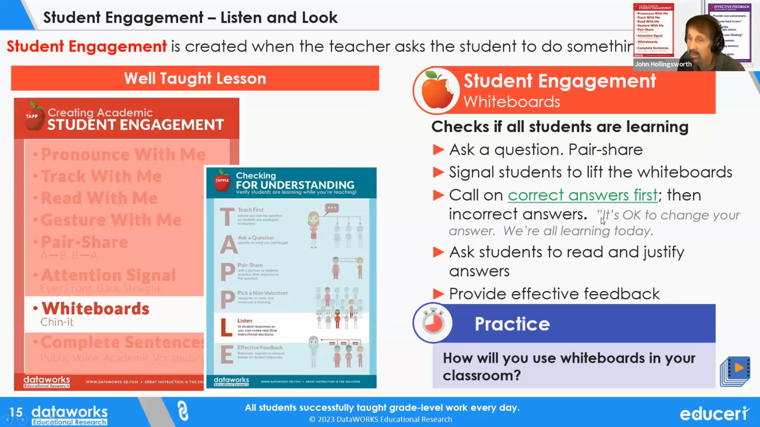And you need this little phrase here. Let's read our phrase. It's okay to change your answer. We're all learning today.